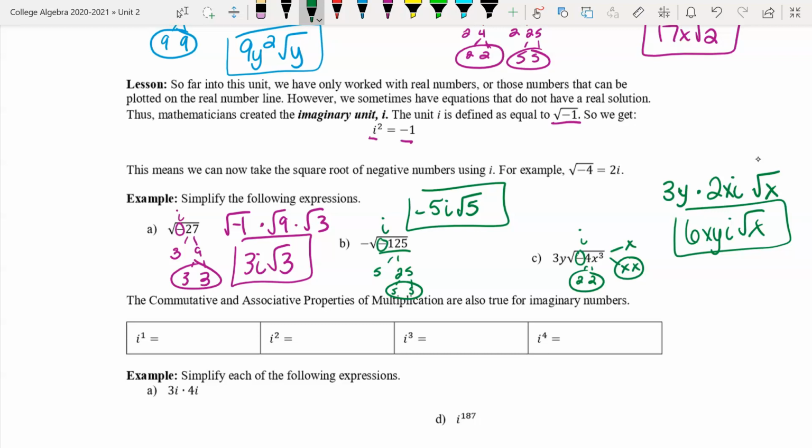So let's talk about i to the first, and then we'll elaborate a little bit on this because it'll help you with some of the Hawks questions. So i to the first is equal to i, which is the square root of -1. i squared is the square root of -1 squared, which is -1. i cubed, if you break it down, is i squared times i, which is equal to -1 times i, which is equal to -i. And lastly, i to the fourth is i squared times i squared, which is -1 times -1, which is equal to +1.